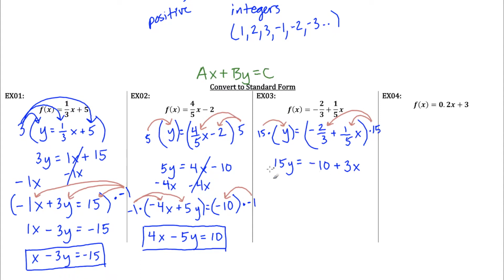Cool. Now I need my x's and my y's on the same side. So minus 3x. Minus 3x. So those don't go together, so I'm going to write negative 3x plus 15y equals negative 10. Now I need to check this. Okay, that's negative, so I need to multiply everything by negative 1. Fun, right?